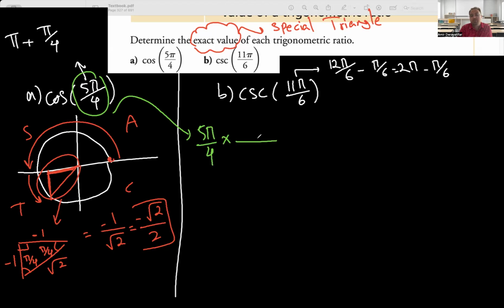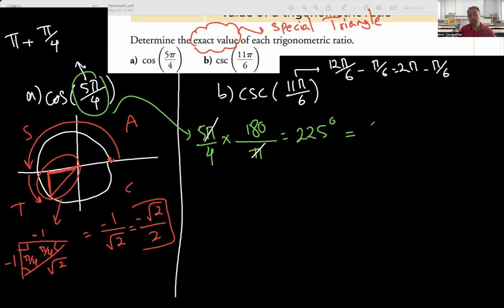In order to convert it into degrees, you have to multiply by 180 divided by pi. So that means pi and pi will cancel out. So 5 over 4 times 180, 5 times 180 divided by 4. That gives me 225 as expected, 225 degrees.